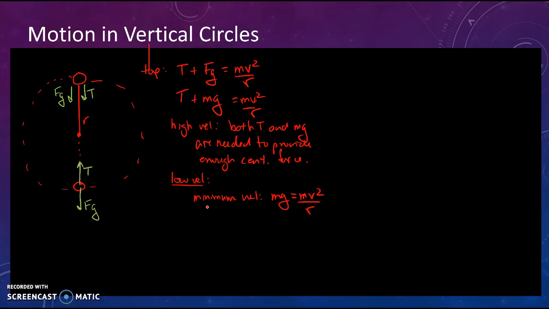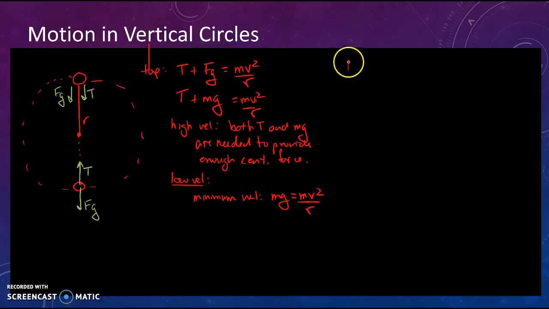Now, if you get below this minimum velocity, mg, again, is going to stay what it is. So if v is too small, then that means that the force of gravity is greater than what would be needed to make it go in a circular path, and the ball will start to fall down. Okay, so that's what's going to happen at the top.